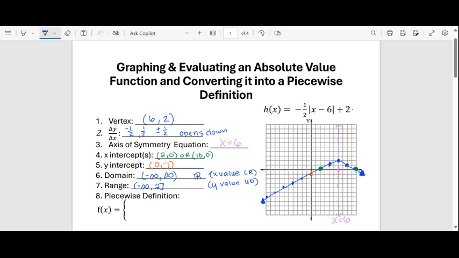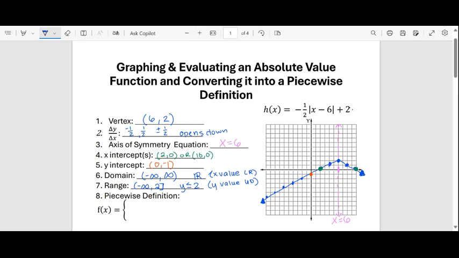Another way to write the range is you can say your y values are all less than or equal to +2. Because think about it. +2 is right here. All of our values are down below it. So all of our y values are less than or equal to +2. Now, we are going to write a piecewise definition of this function.